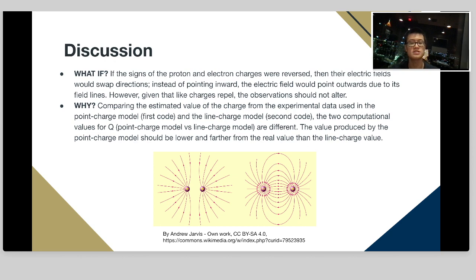And then comparing the estimated value of the charge between the data in the first code and the second code, to reiterate, the two computational values for Q would be different, and the value produced by the point charge model was lower, which was observed, and farther from the real value.